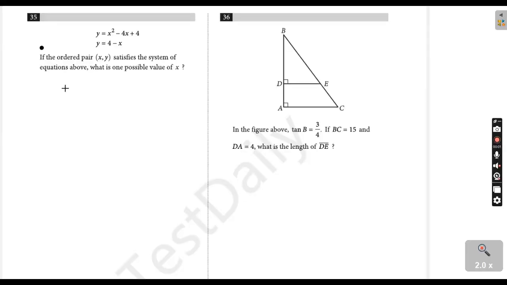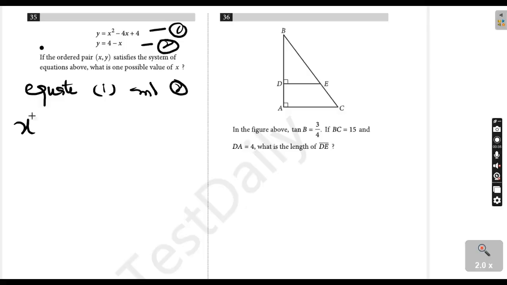Question 35. We have y equals x squared minus 4x plus 4, and we also have y equals 4 minus x. Call this equation 1 and call this equation 2. The question says, if the ordered pair x, y satisfies the system of equations above, what is one possible value of x? Okay. Since y equals equation 1 and y also equals equation 2, equate 1 and 2, so that we have x squared minus 4x plus 4 equals 4 minus x.